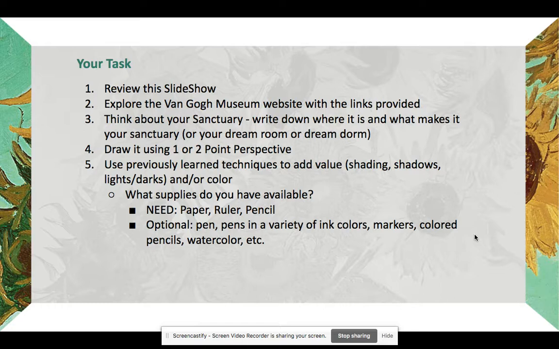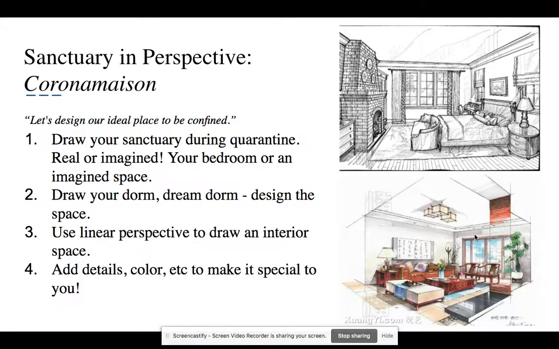And we're going to draw it using 1 or 2 point perspective. And then we're going to use previously learned techniques to add value and color, depending on what you have available to you. We can use inspiration from Inktober or Drawtember or any of the other projects we've done this year to add color and shading. The supplies that you have to have available to you are a piece of paper, a ruler, and a pencil, and then any other materials you have to add color. You can also use collage elements.